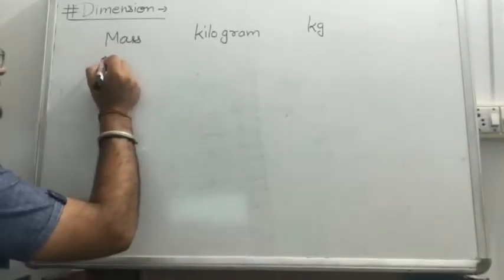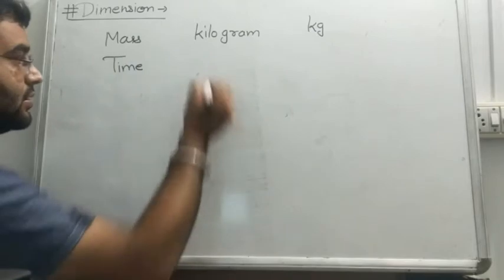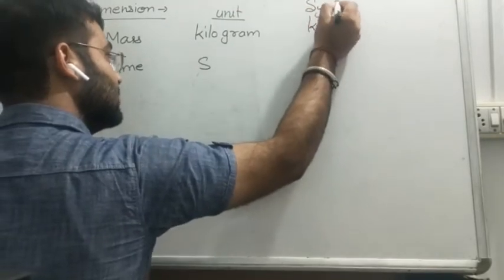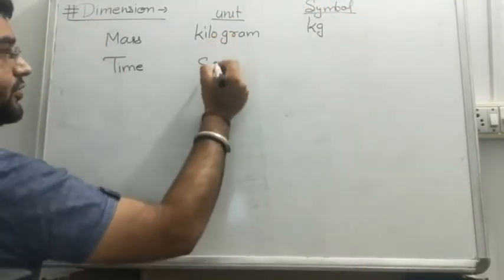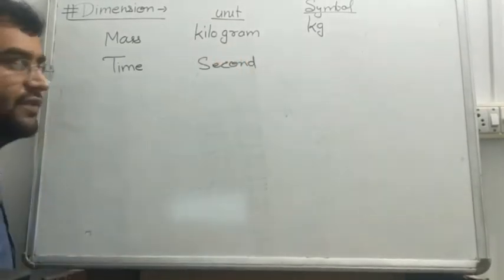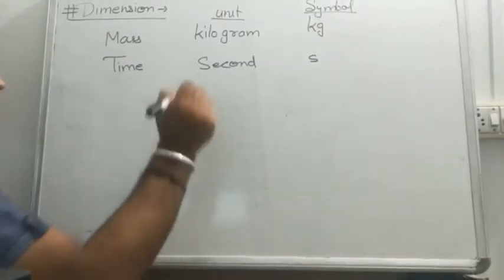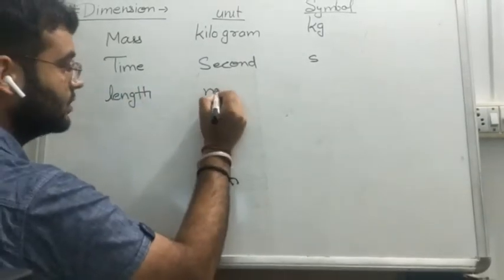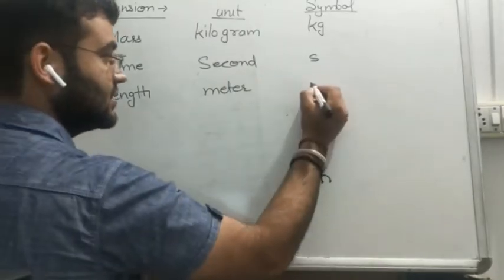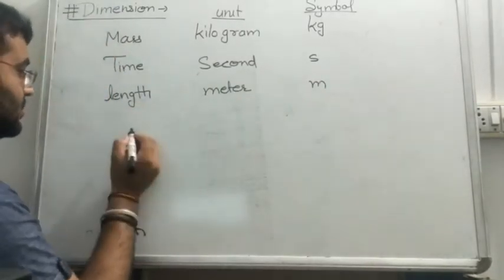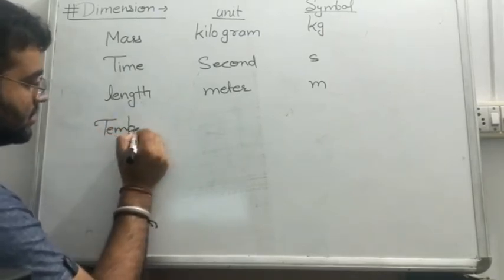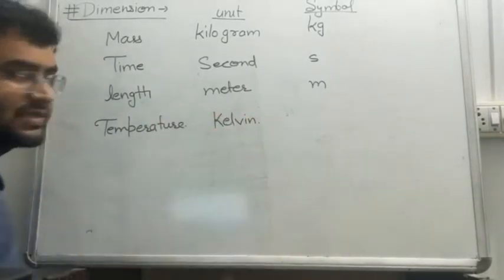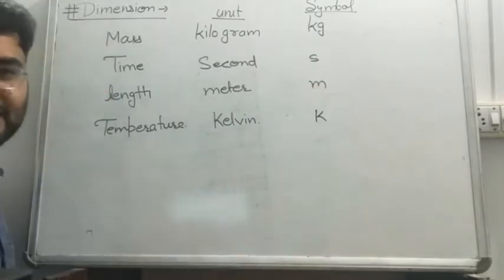If we discuss about the fundamental quantity time, then what is the unit? Here I am writing unit and here I am writing second. Then for time we use second, and for this we use directly small s. The third one is length. For measuring length we use meter. For this the symbol is small m. The next thing, you can use temperature. For this the scale is Kelvin. For this we use directly capital K.